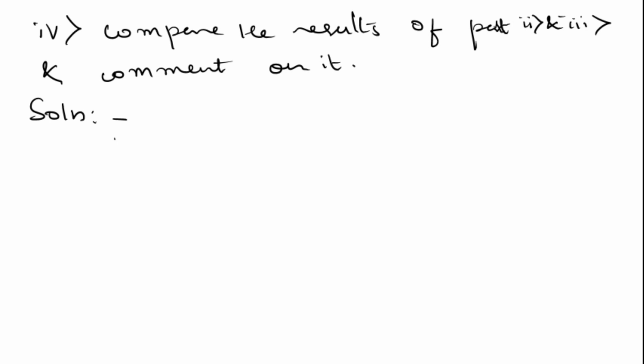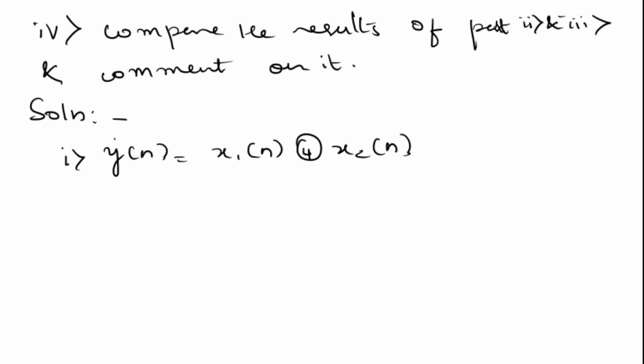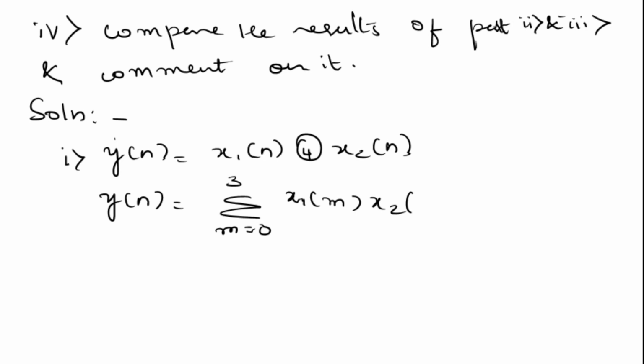So first one, we have to find out 4-point circular convolution of the given sequences. So we know the easy method, matrix method. So directly we can use that and we can find out. First write the formula. y of n is equal to x1 of n, 4-point circular convolution with x2 of n, or y of n is equal to summation m is equal to 0 to 3, x1 of m into x2 of n minus m modulo 4, where n varies between 0 and 3.